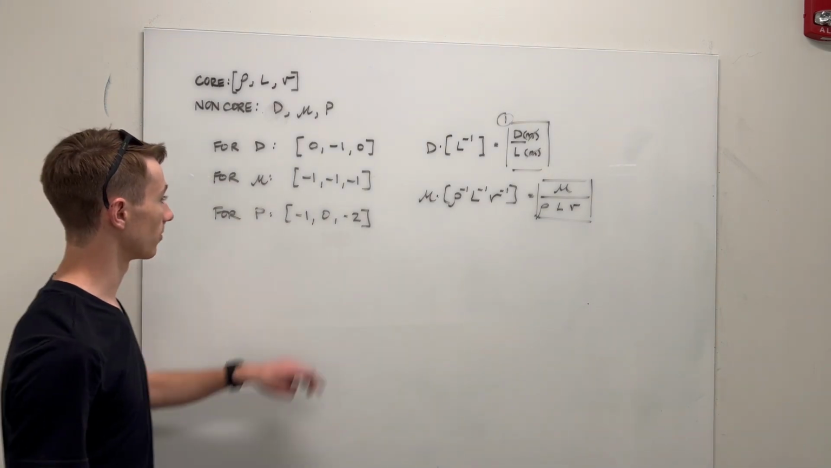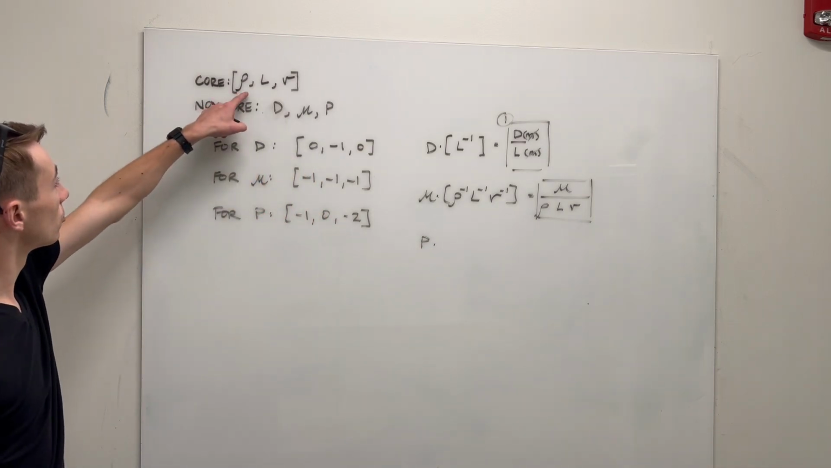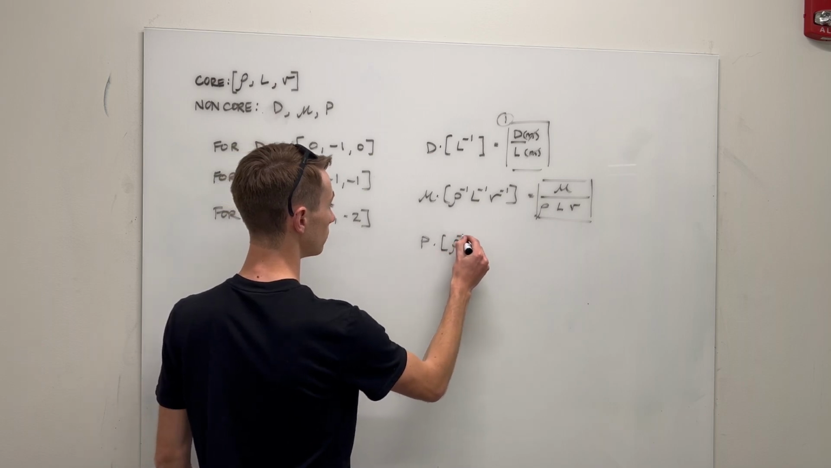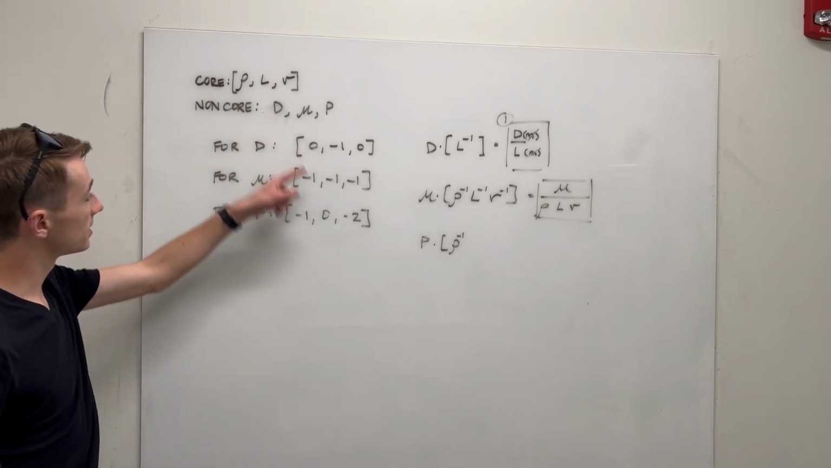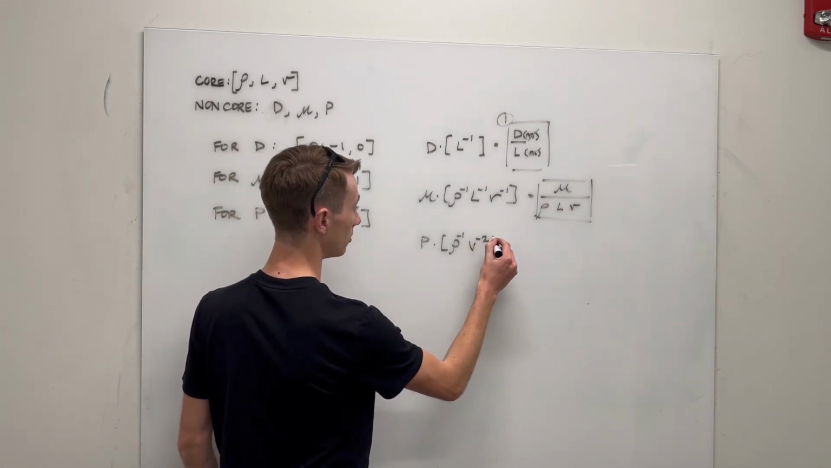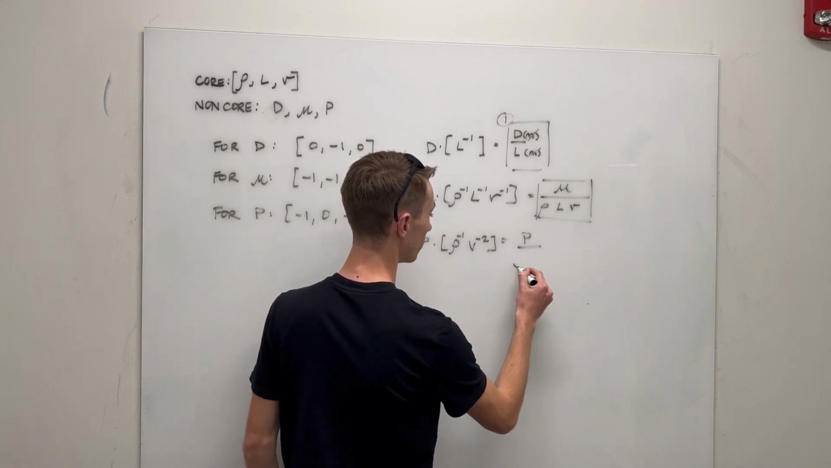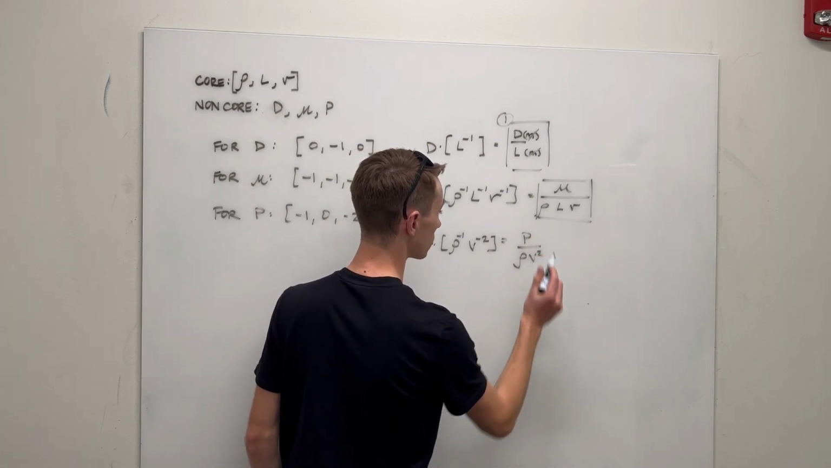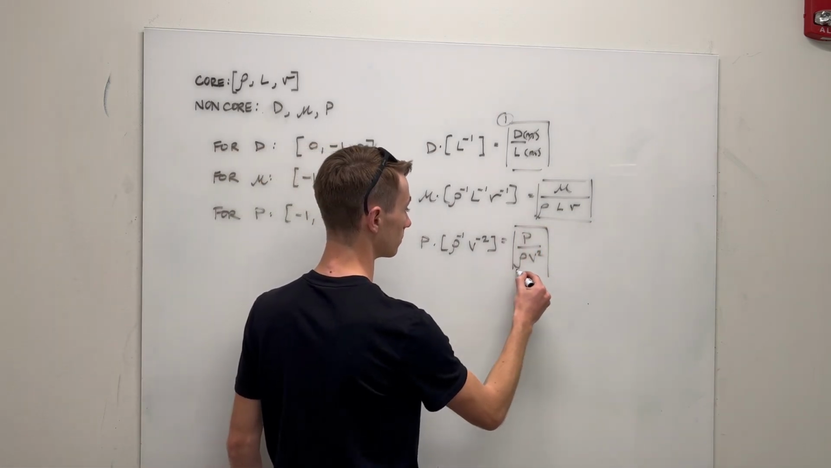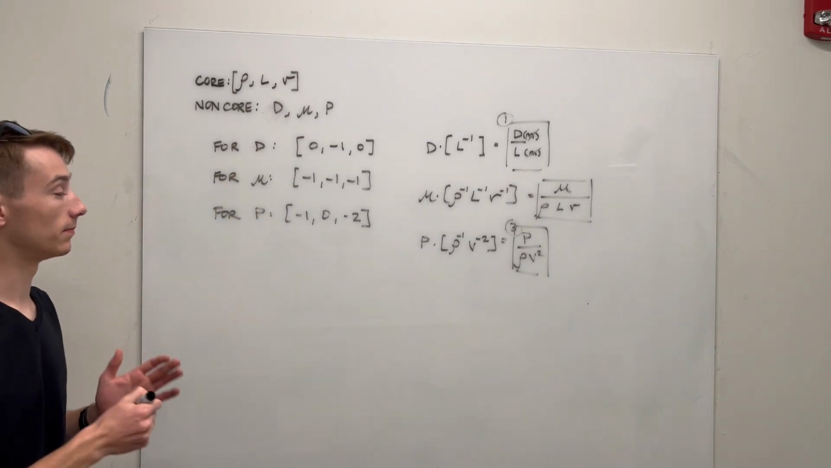But our third one here is for pressure. We have pressure times rho to the -1 power, L to the 0 power, and then velocity to the -2 power. This is equal to pressure over rho V squared. That's our third dimensionless group. Okay, so let's jump back to that second one.